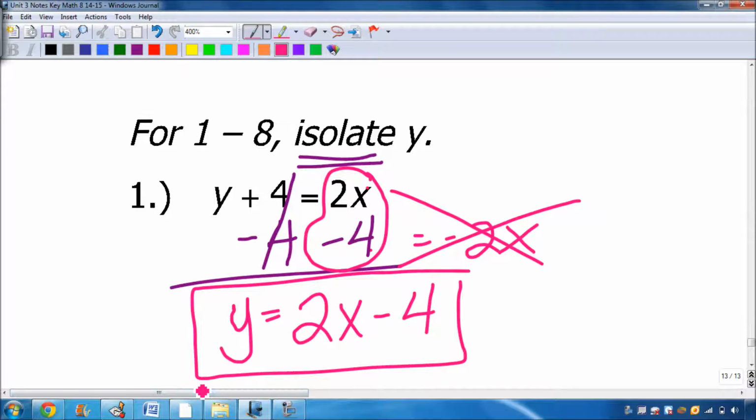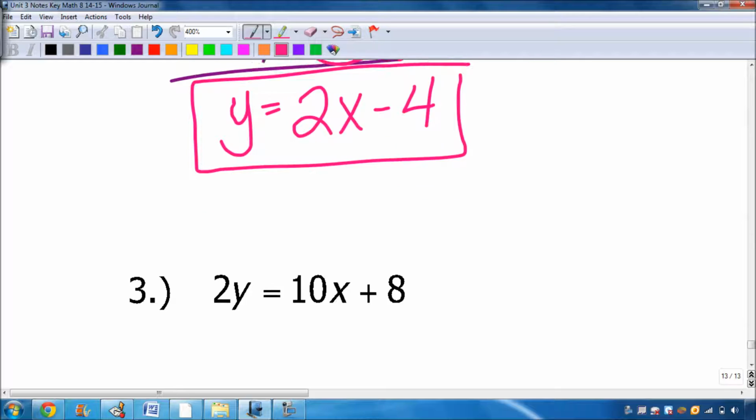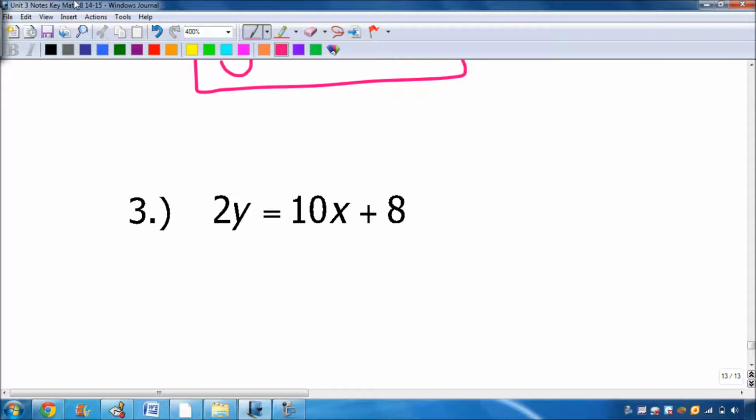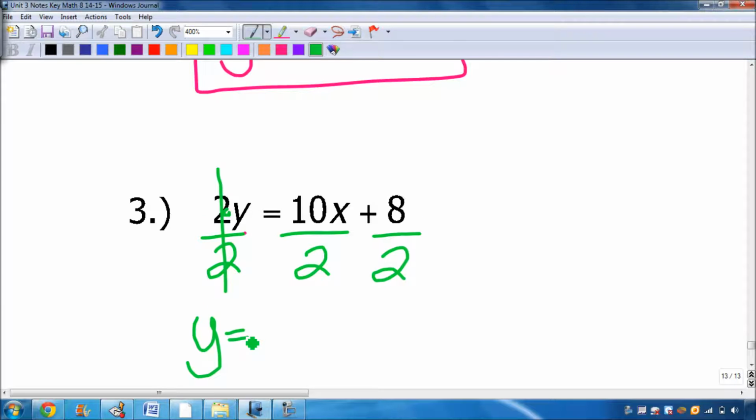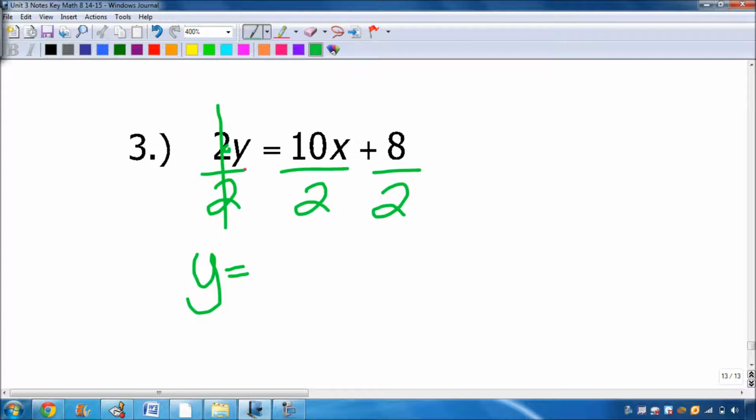All right, let's take a look at number 3 now. Number 3 is a little bit different. I want to get the y by itself, but there's a 2 there. So I need to get rid of the 2. But what is separating the 2 from the y? It's a multiplication sign. So what's the opposite of multiplication? Division. But if you divide one number by 2, you have to divide every single number by 2. y equals. Now, it doesn't matter that they're like terms when you're multiplying or dividing.